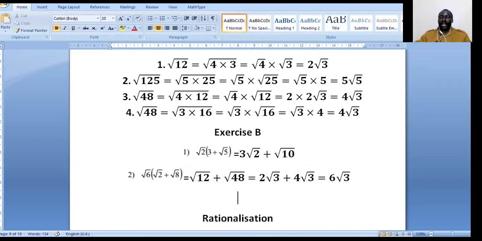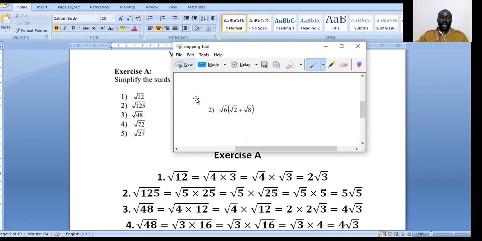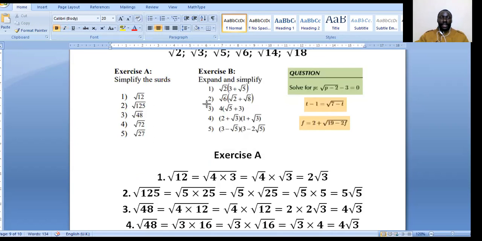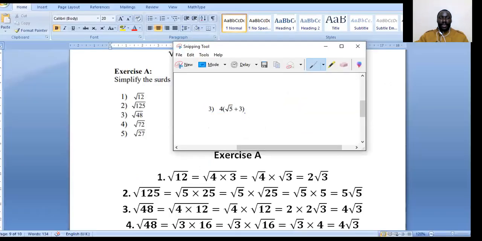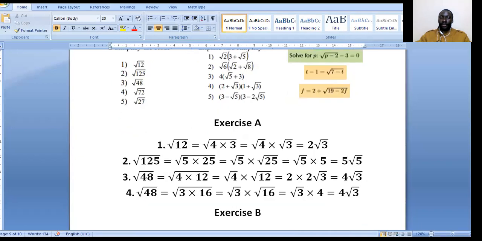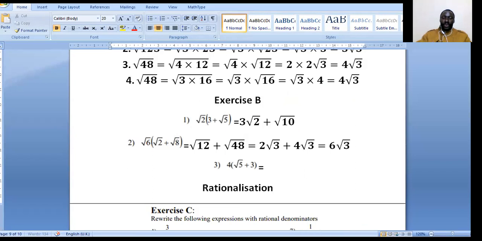Now, the next question is question 3. For question 3, we don't have a radical outside the bracket. Instead, we have a number. Let's see how we can handle this. So, question 3, how do we handle this?